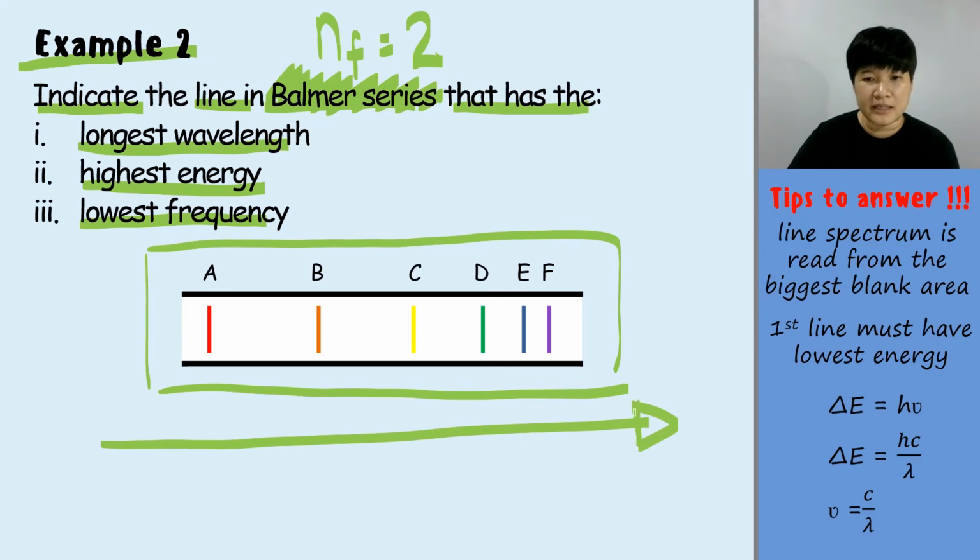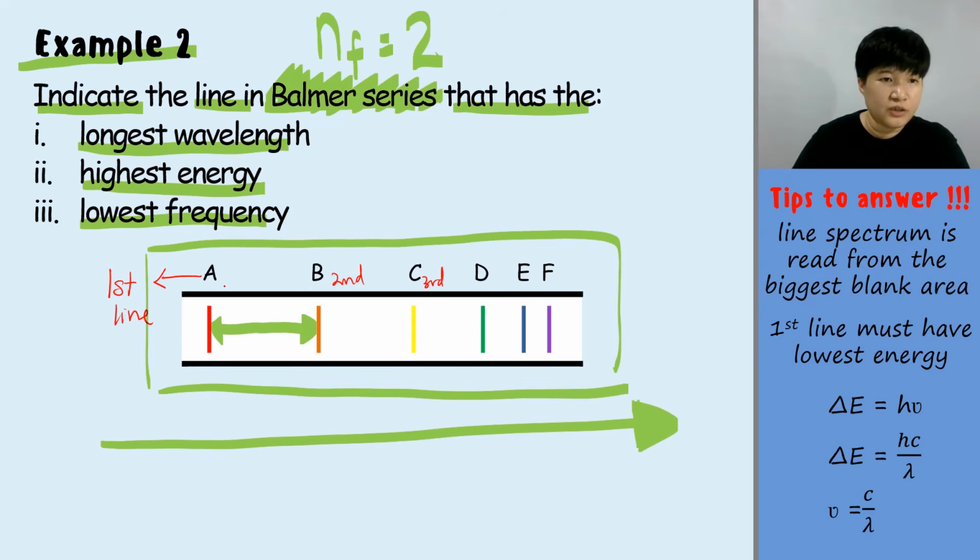Why are we reading it from the left to the right? Because of the gap of the blank area. The largest blank area is on the left. Therefore, A will be the first line, B will be the second line, C will be the third line, and so on.